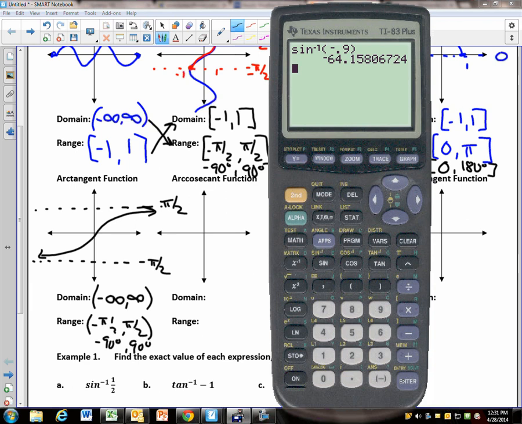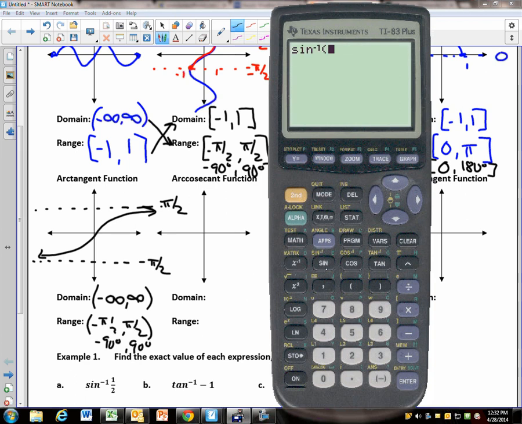-64 degrees? Negative? Does that sound about right? Is that -64 degrees? Is that between -90 and +90? Yeah. You could try a different one, say sine inverse of -0.3. Get another one. It's between -90 and +90. Try a positive one, sine inverse of 0.5. You get 30. That's between there.